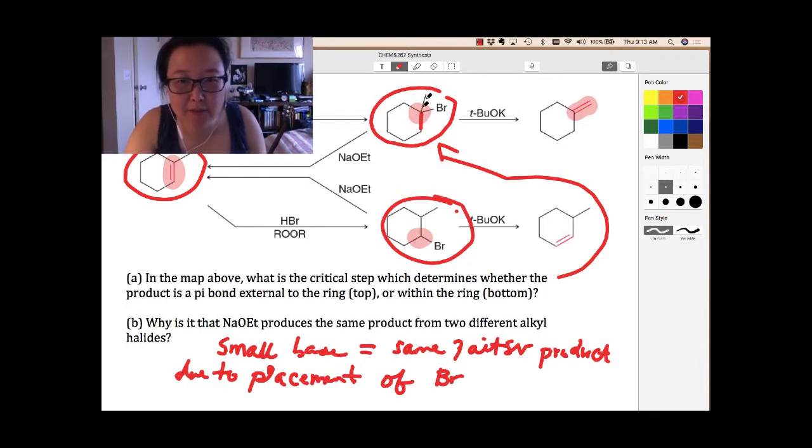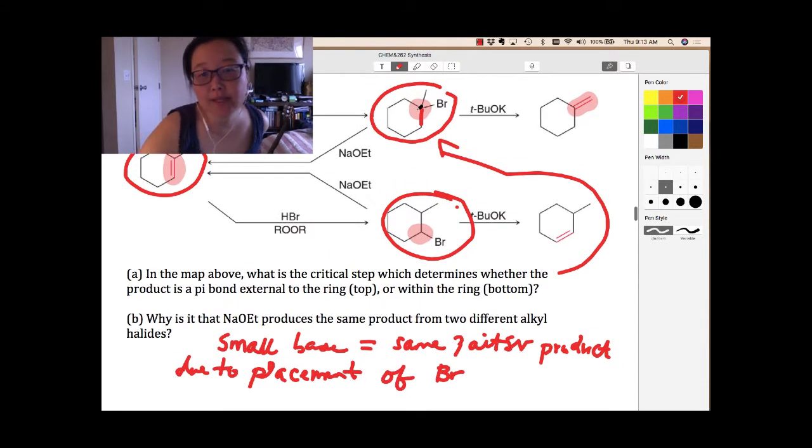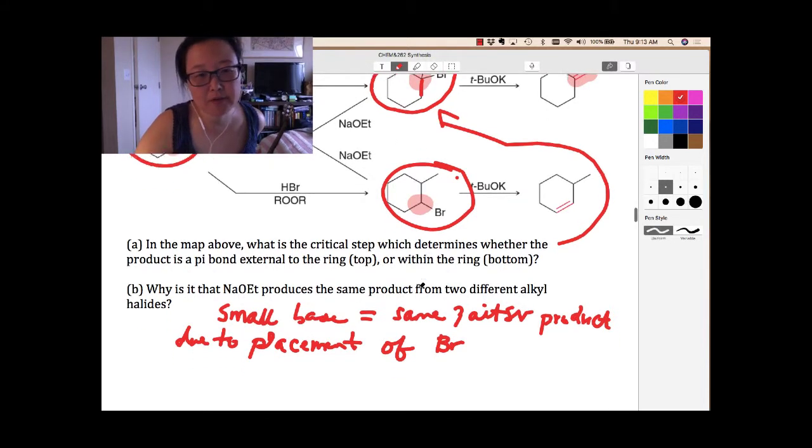So instead of using this methyl group out here, the hydrogens out here, we're going to use either this hydrogen here or this hydrogen here. And it doesn't matter which one, it's going to make the same product. And this one as well, it's going to use a hydrogen here. It's only one option, so it's going to make the internal alkene. So it's really based on the fact that you're using a small base and there's only one Zaitsev product possible due to the placement of either of these Br groups.